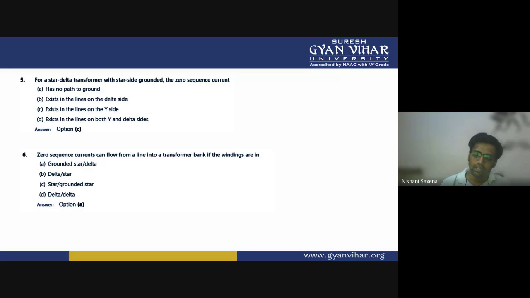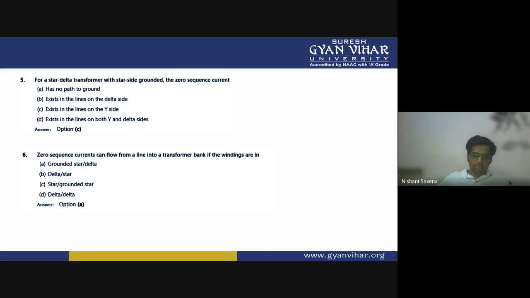Now, I just want to discuss one more thing in this question about the star delta transformer. For example, if it is a delta star transformer with the secondary side grounded, then what will happen? Obviously the zero sequence circuit will exist, but in the secondary side, not in the primary side, where the star was connected. And if the star is not grounded, then the zero sequence circuit will not exist, since the neutral impedance will not be zero. It is necessary that the star should be grounded.